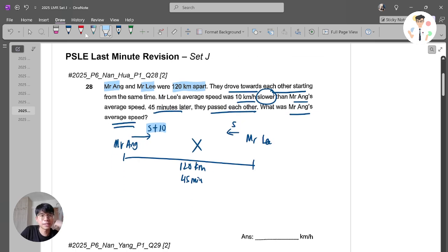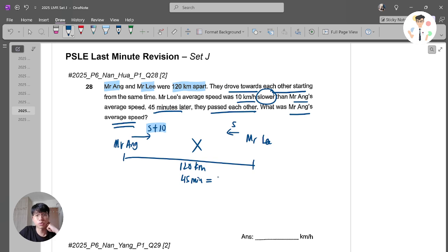So the first thing that we can do is to find out the total speed, right? First, 120 km, but here is 45 minutes. So again, the first good thing that we need to do is to change this minute into hours. How to change? We need to divide by 60. So 45 divided by 60, I know it's 3 out of 4 hours.